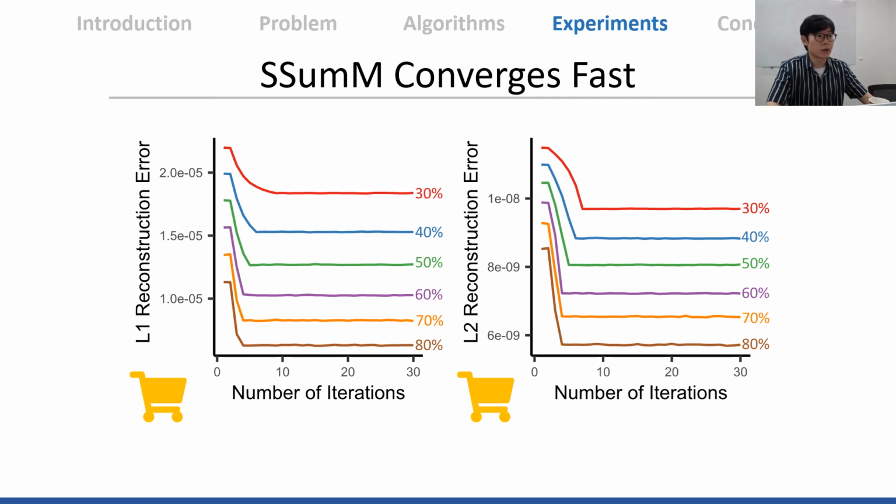We measured how the number of iterations t in SSumM affects the reconstruction error of its summary graph. As seen in this figure, the reconstruction error decreased over iterations and eventually converged. More iterations were needed for convergence as the target size decreased. However, in all settings, 20 iterations were enough for convergence.